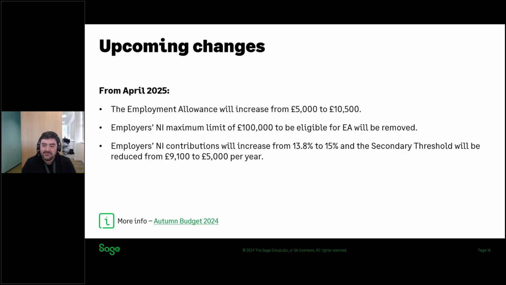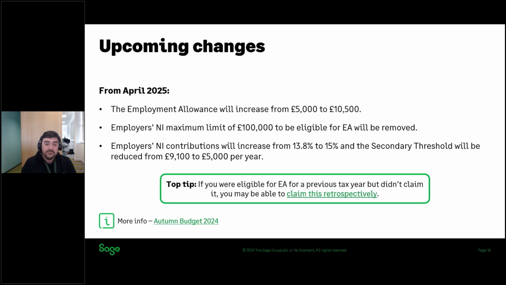Now, as you'll be aware, they also announced that employers' NI contributions will increase from 13.8% to 15% in the new tax year, and the secondary threshold at which employers pay national insurance is being reduced from £9,100 to £5,000 per year. So this could be vital support, particularly for the smaller businesses who are already coping with increases in things like national minimum wage and the employer's NI contribution. If you're eligible for this, definitely get it claimed.